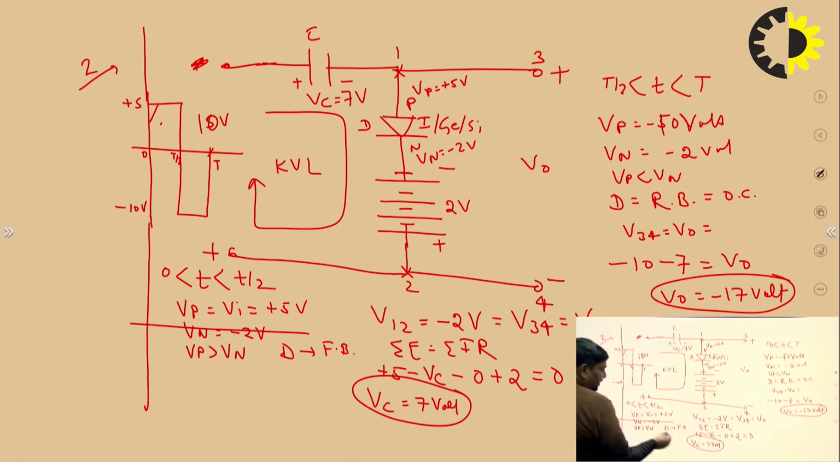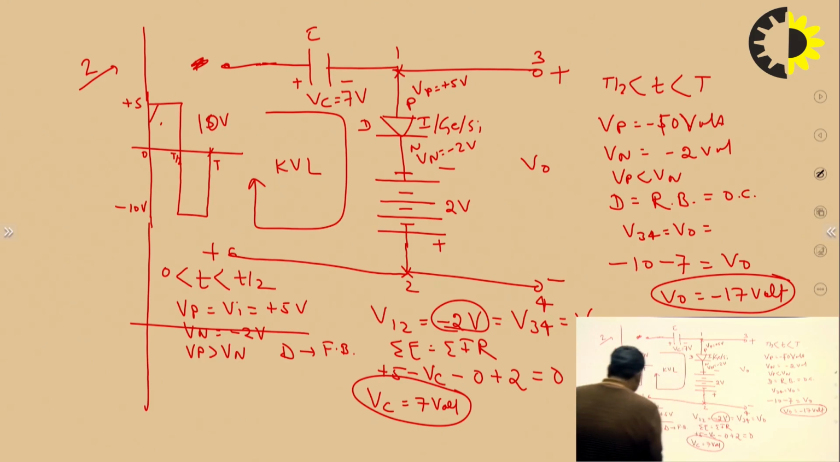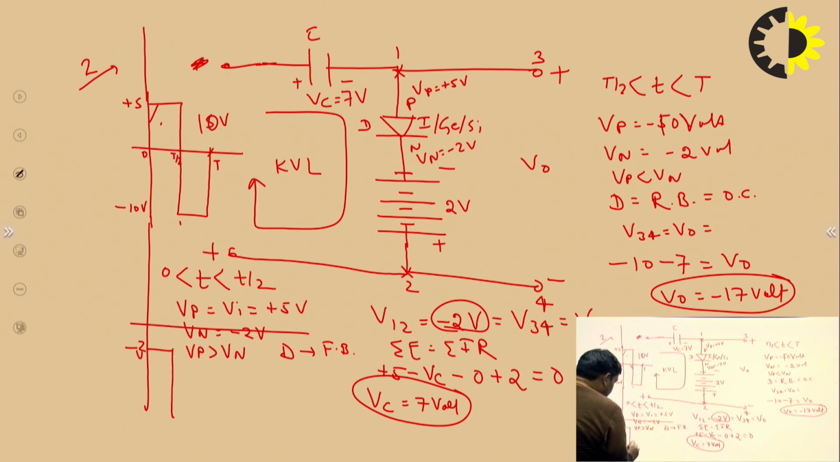During 0 to T/2, what is the capacitor voltage, or we can say the output voltage? The output voltage is minus 2 volt during this cycle, and it goes to minus 17 volt. So this is the output voltage of that particular question. Minus 2 to minus 17 volt appears at the output terminal, so this diode circuit works as a clamper circuit. Thank you.